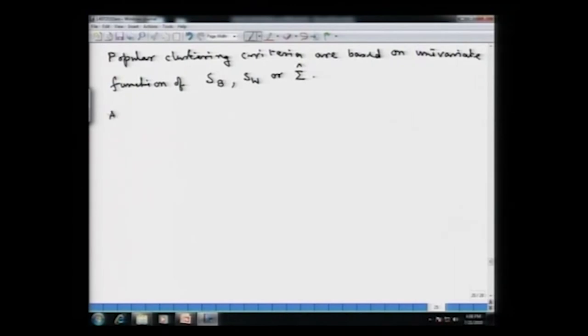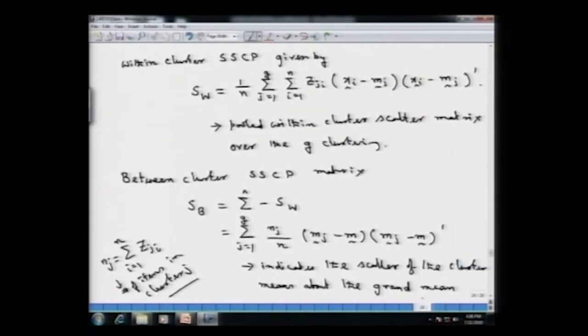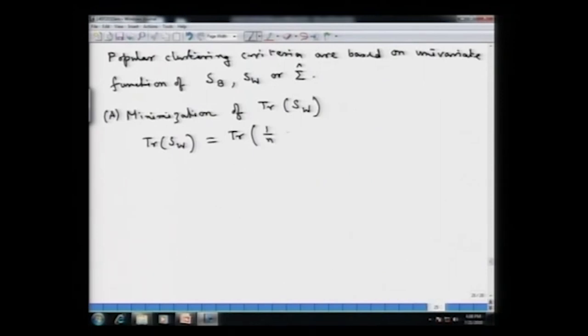Now, one such criterion is given by the following quantity. It looks at minimization of the trace of one of these matrices, which is S_W: minimization of trace of S_W. So, what is trace of S_W? Recall S_W from the previous slide. S_W is this particular quantity, so we are looking at the trace of this quantity. That is 1 upon n, summation j equal to 1 to g, summation i equal to 1 to n, z_ji times (x_i minus m_j)(x_i minus m_j) transpose. So, we are looking at the trace of this. Now, trace can be taken inside because trace of (A plus B) equals trace of A plus trace of B.